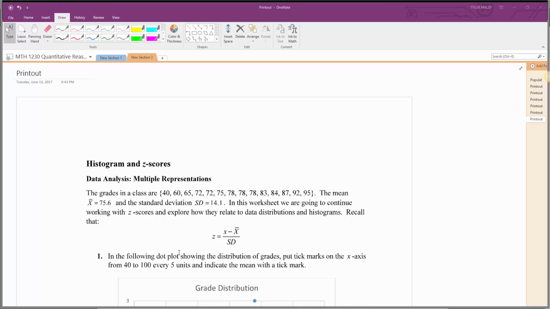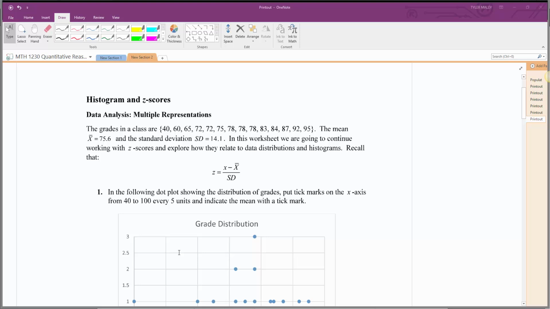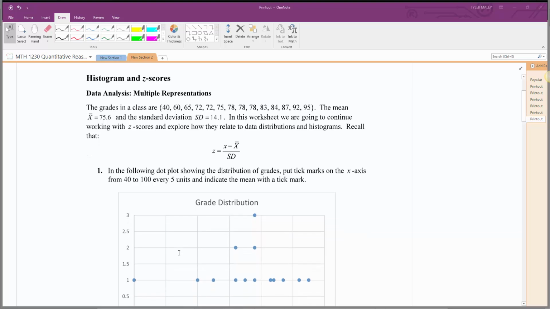Alright, so now we want to explore z-scores a little further by seeing how histograms and z-scores can be related, right? So this is data analysis with multiple representations. We're going to look at multiple representations of our data.